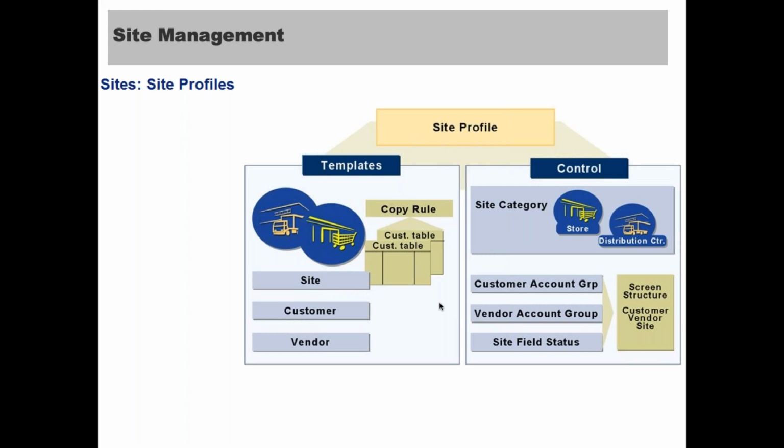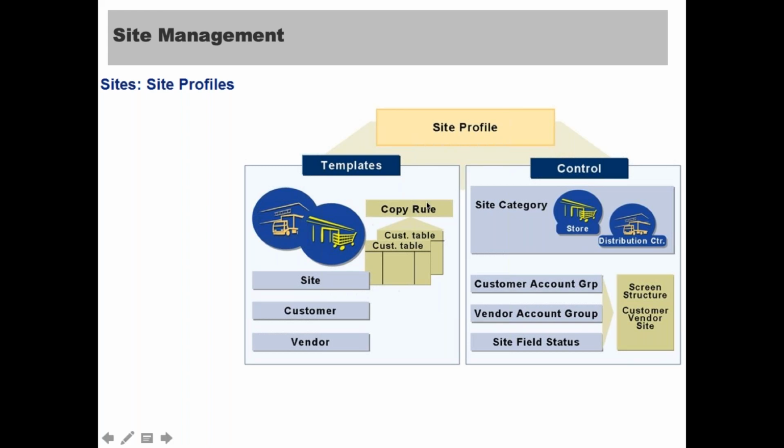And it will also include what kind of site category the sites we are going to create are, whether it is a DC or a store, right? And what kind of customer account groups and vendor account groups we will create. Field status group means, say for instance, there are 100 fields in a site master, which one you want to make mandatory, which one optional, which one hidden. That will be controlled based on the site field status. Okay, so these are the major things.